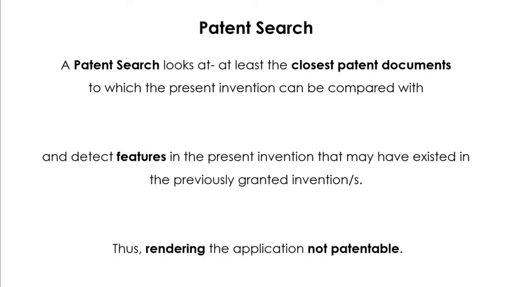A patent search looks at least at the closest patent documents to which the present invention can be compared, and detects features in the present invention that may have existed in the previously granted inventions, thus rendering the application not patentable, or again, the other way around. If there is, it may be disheartening, but at least you know.